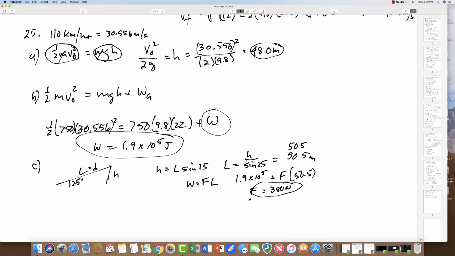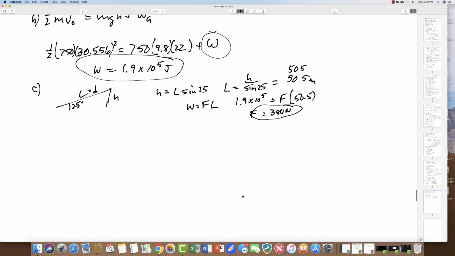Let's do one more problem before we switch videos. We'll do number 27. Problem number 27. Using energy considerations and assuming negligible air resistance, show that a rock thrown from a bridge 20 meters above the water at an initial speed of 15 meters per second strikes the water at a speed of 24.8 meters per second, independent of the direction thrown.